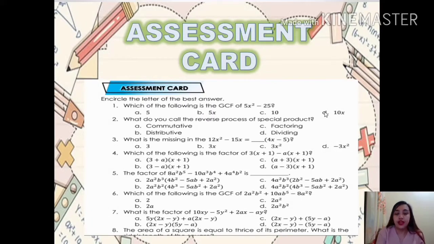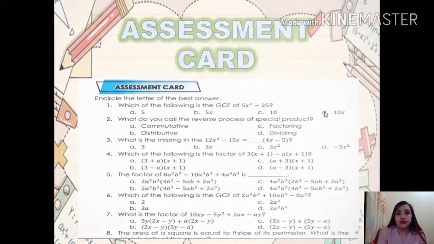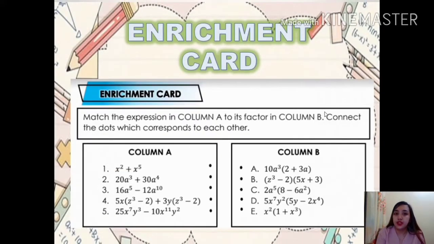Another, we have the assessment card. On the assessment card, it is in a multiple choice type. As you can see, it consists of 10 items. Next, the enrichment card. On the enrichment card, this is more difficult than the assessment card.